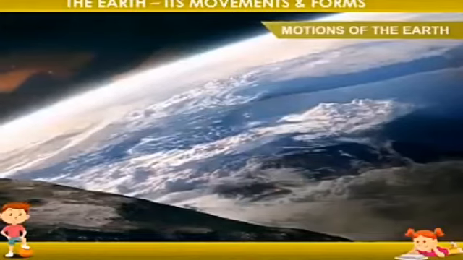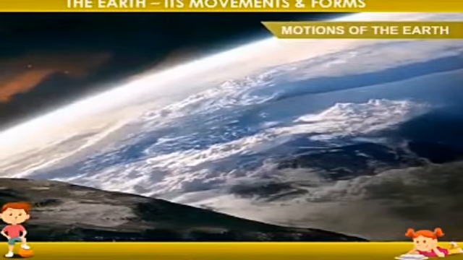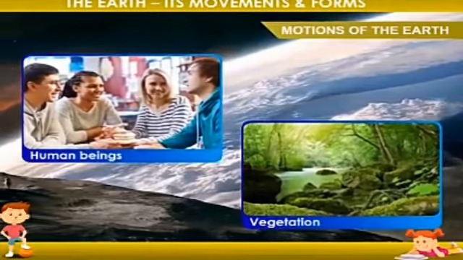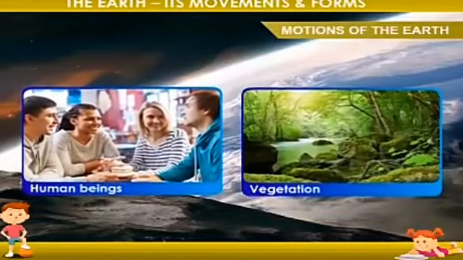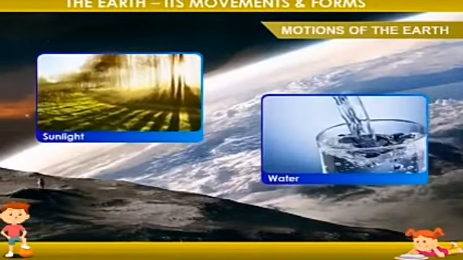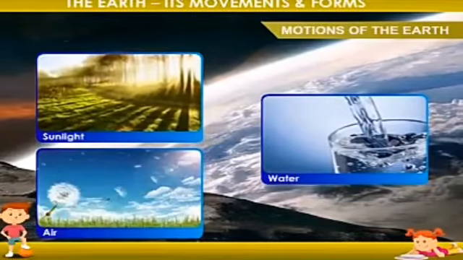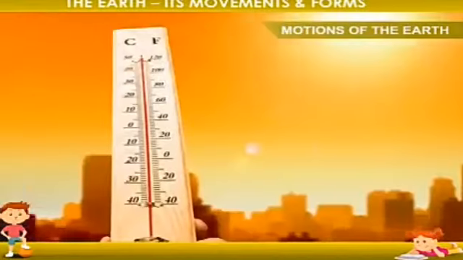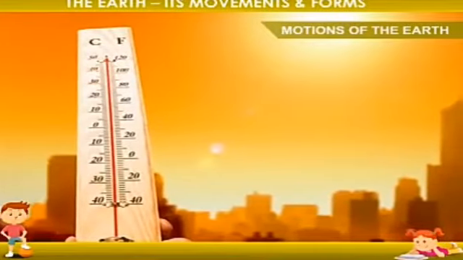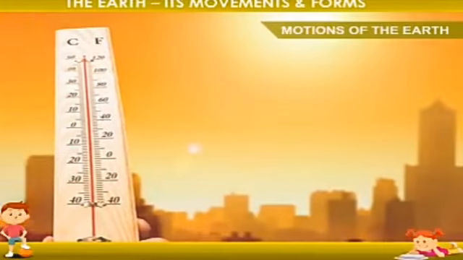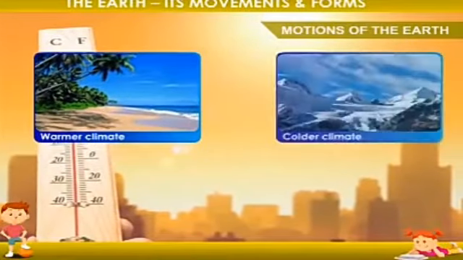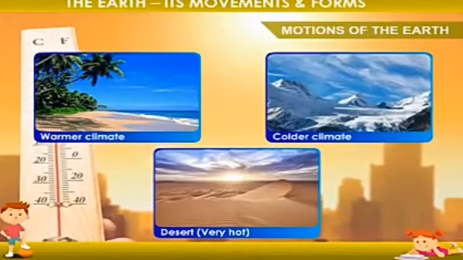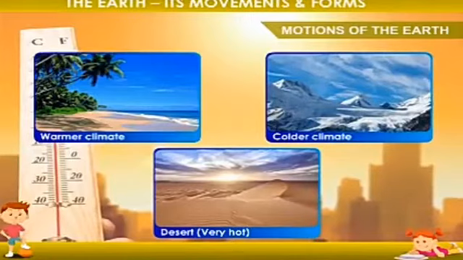Motions of the Earth. Many life forms live on the Earth. Human beings and vegetation are present around the whole world. Life forms need a continuous supply of sunlight, water, and air for sustenance. The energy from the Sun reaches the Earth every day in the form of heat to all parts of the world. So, some parts of the planet are warmer, some are colder, and some are too hot. The movement of the Earth causes the changing seasons and days and nights.